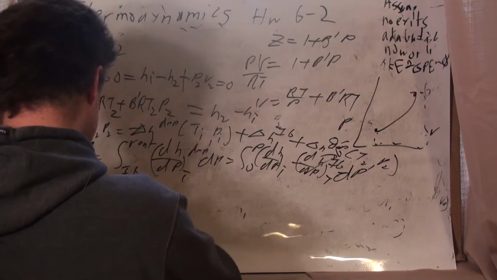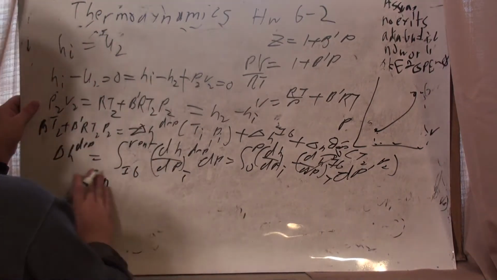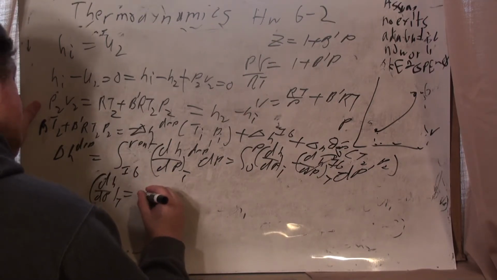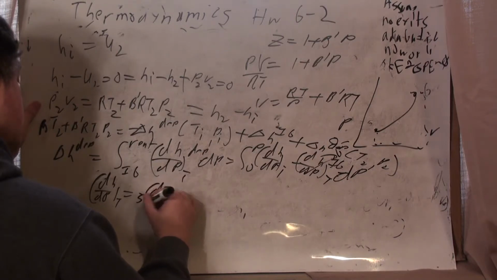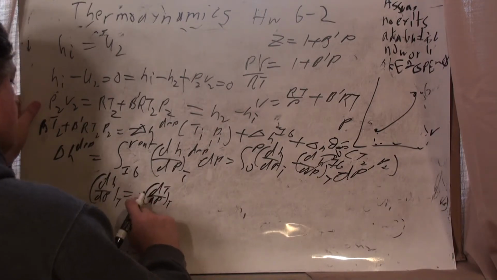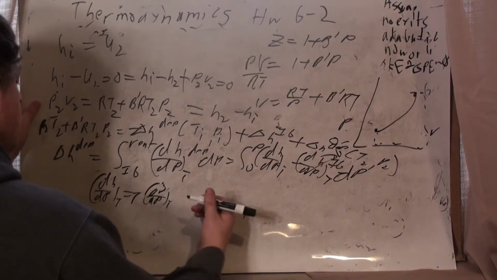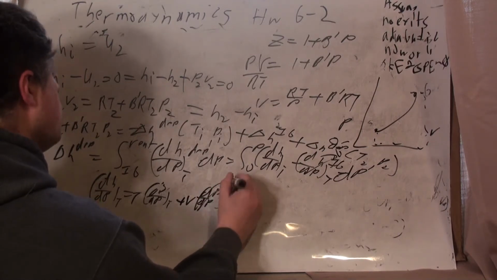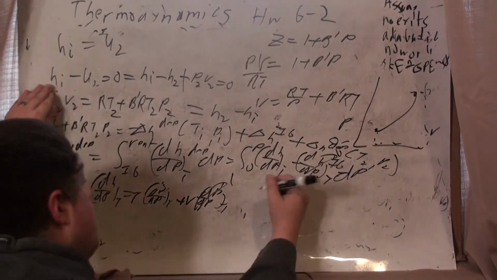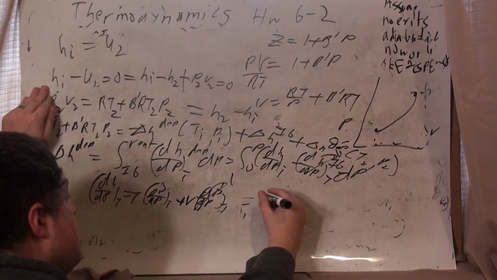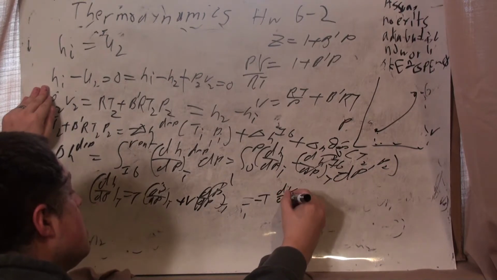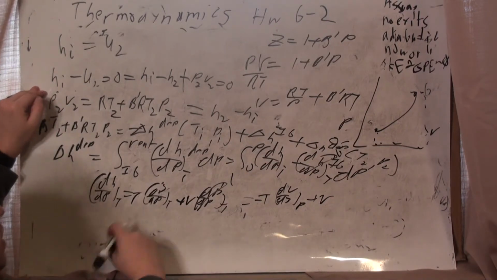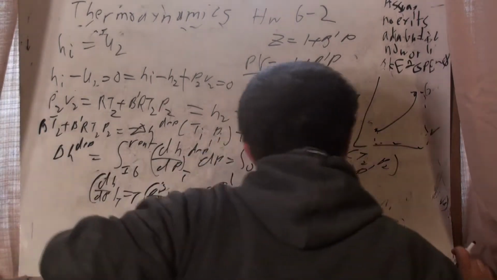And then our dH/dP at constant T is equal to T dS/dP at constant T plus V dP/dP at constant T, which is 1, and this is why it's simpler. Oh wait, that's not right before. And this equals minus T dV/dT at constant P plus V. And so I'm going to take my derivative. I'll do that over here.